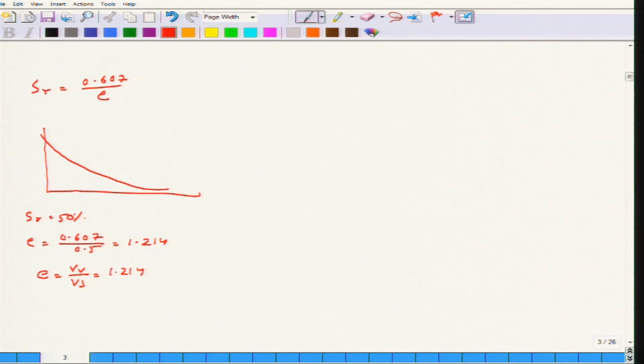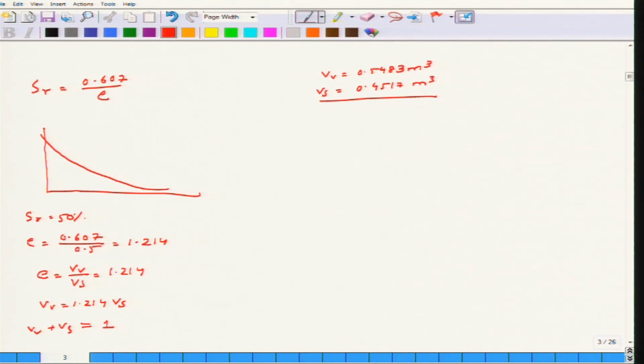Now, we know that Vv is equal to 1.214 multiplied by Vs, or the volume of the solids. We also know that Vv plus Vs is equivalent to 1. So, let us solve for these two, and we will get that Vv is equivalent to 0.5483 meter cube and Vs is equal to 0.4517 meter cube.